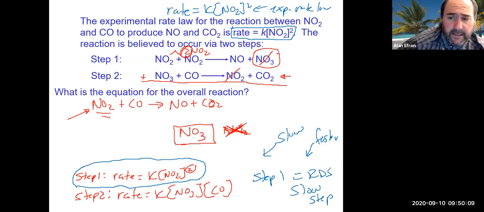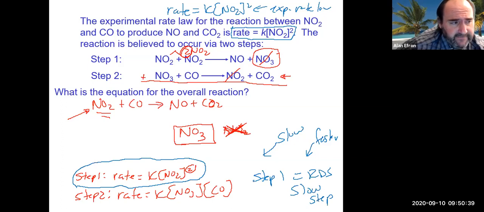The other thing is that for each of those individual elementary steps in a mechanism, you can write a rate law for each of the individual steps. And this is the only place really in kinetics where you can actually use the coefficients as the exponents or the orders. You can write the rate law based on the reactants and their coefficients as the orders. And again, that's the only place you can do that.